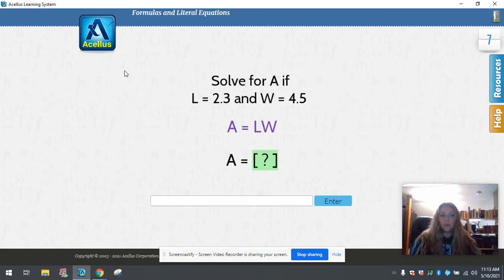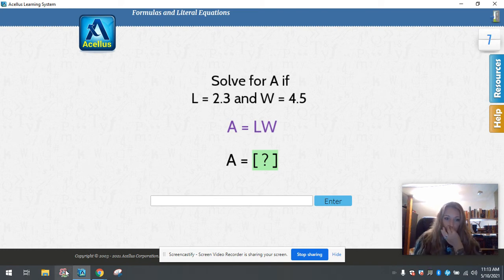Okay, we're doing formulas and literal equations. So we have the formula for area, which equals length times width. And we're given values for the length, 2.3, and the width is 4.5. Reminder, when you have a variable right next to a variable or a variable right next to a number, that means to multiply. So the area equals length times the width.